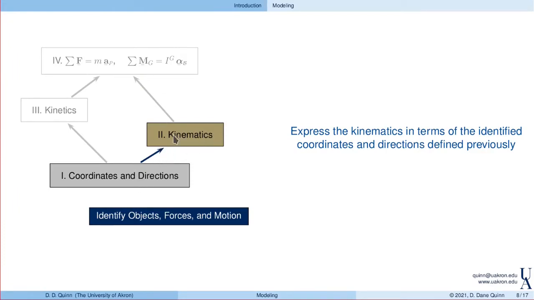Well, kinematics. That's kind of step 2, right? I don't really call this a step number, because all we're doing really is just thinking about what's going on. Coordinates and directions is where we first really get involved, so this is now step 2. We want to express the kinematics, or the allowable motion, in terms of those coordinates and directions that I just talked about.